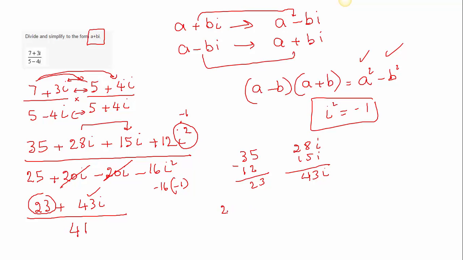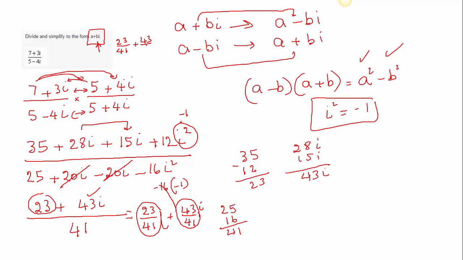Let's make sure this is right. 25 plus 16, 41. So notice now this can be written as 23 over 41, which is my a, plus 43i over 41, which is my b. So that's what they want us to write this in the terms of a plus bi. And so a would be 23 over 41, and b would be 43 over 41i. That is a plus bi.